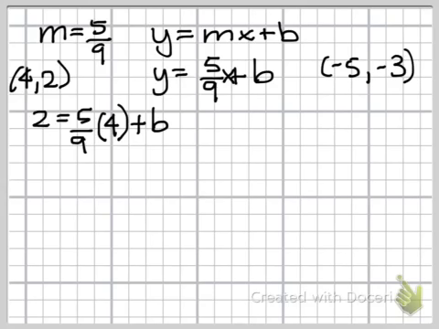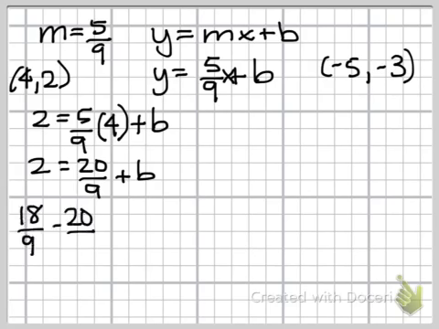Now we'll just simplify, multiply 5/9 times 4, and we get 20 over 9. Now we'll subtract from both sides. We want to multiply 2 by 9 over 9, so we get 18 over 9 minus 20 over 9 equals b, so -2/9 is equal to b. So now we'll try with the other point, -5, -3. So x is -5 and y is -3.